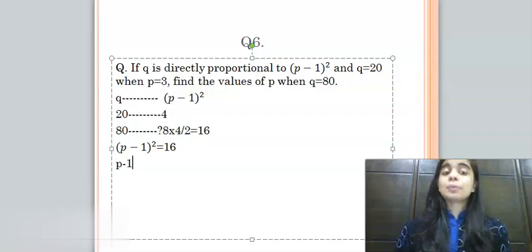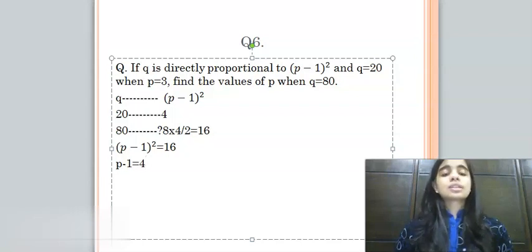You know why we are putting a plus minus, right? Now, so p minus 1 equals positive 4, because under root 16 will give us positive 4 and negative under root 16 will give us negative 4. That will be p minus 1 equals negative 4. So in this case, negative 1 will go there and become plus 1. So it will be p is equal to 5.